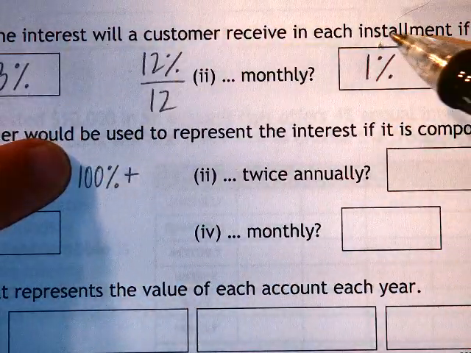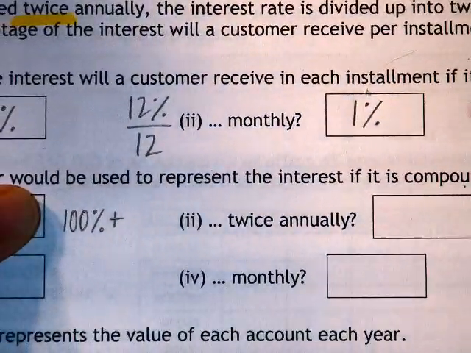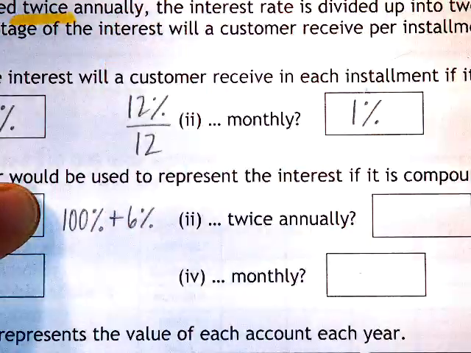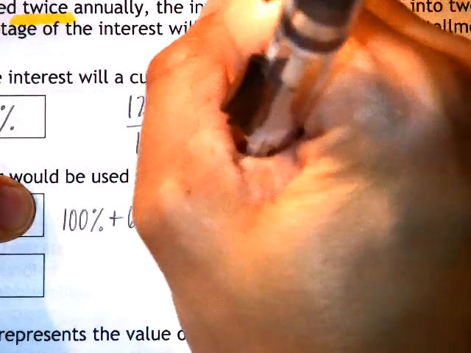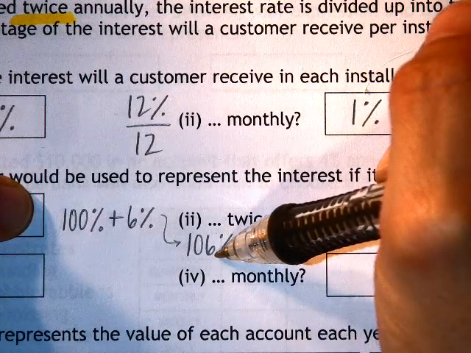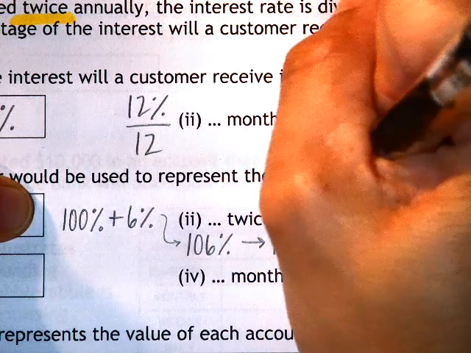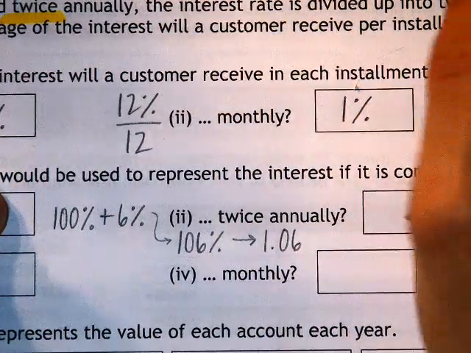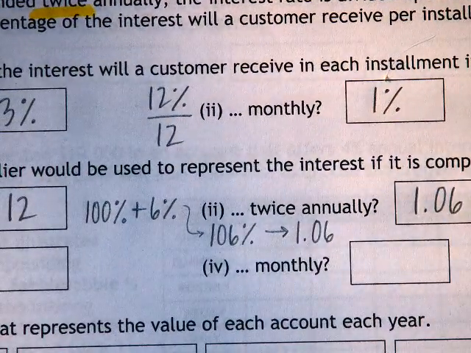So 100% always is what we start with, but for twice annually, I'm going to use that 6% number, because if the bank is paying me 2 smaller payments, they're going to pay me 2 small 6% payments instead. So 100% plus 6%, that's 106%. And if I convert that to a decimal, remember take the decimal, which is currently at the end of the number, and move it 2 places to the left. So that gives me a percent multiplier of 1.06. Same thing goes for the third and the fourth options as well.